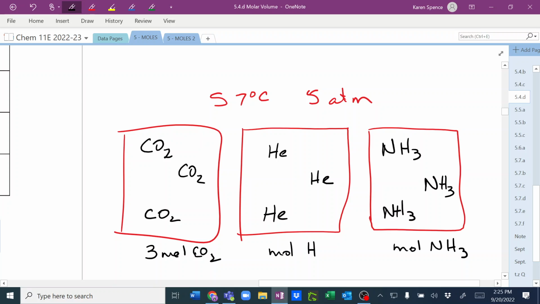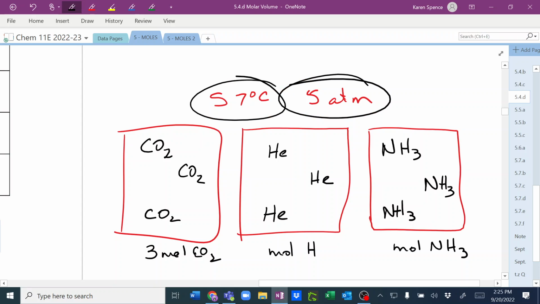Okay, and so that's what Avogadro said. He said, as long as you are at the same temperature and the same pressure, and you have the same volume, then the number of moles will be the same. Okay, same.